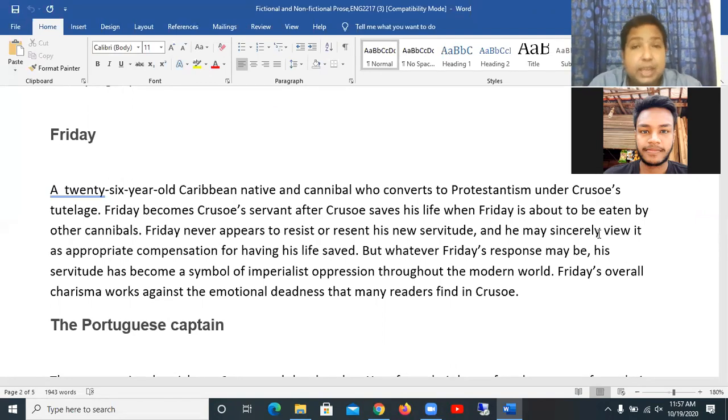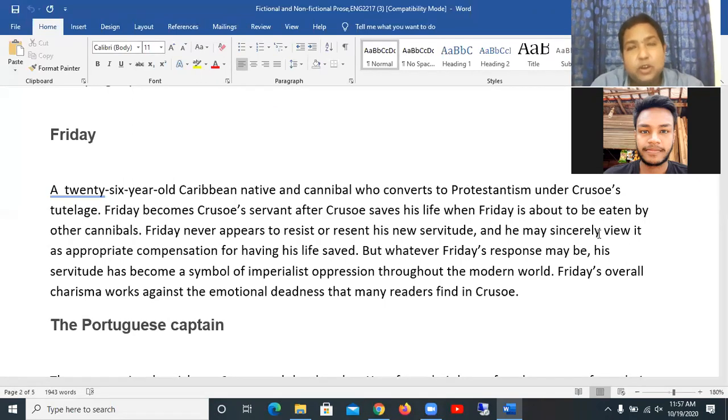When a person saves your life, you are lifelong grateful to them. The gratitude will be there in every word, every action. That happened with Friday, of course. Friday never appears to resist or resent his new servitude, and he may sincerely view it as appropriate compensation for having his life saved.